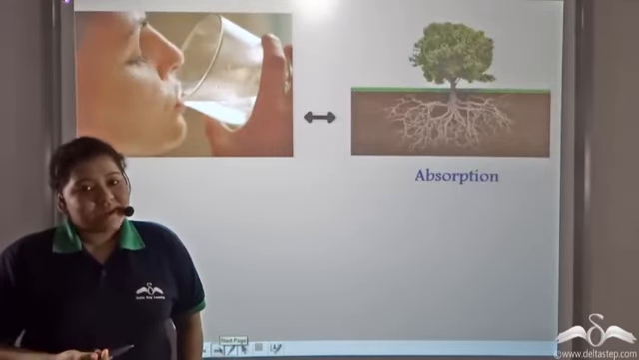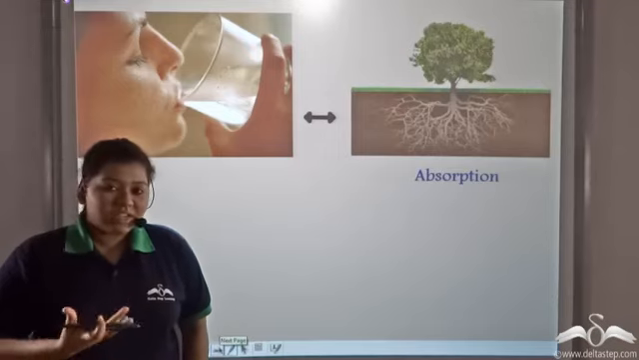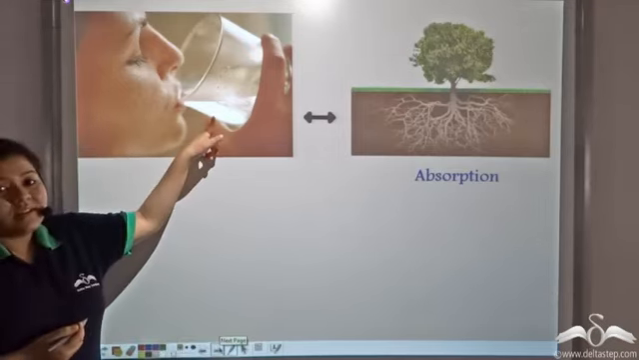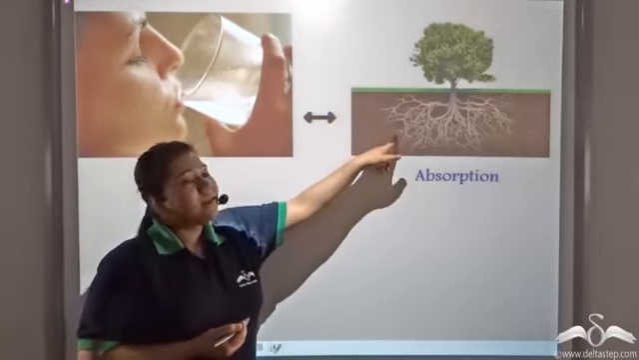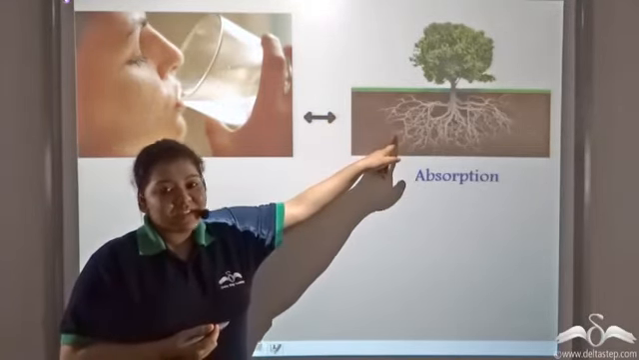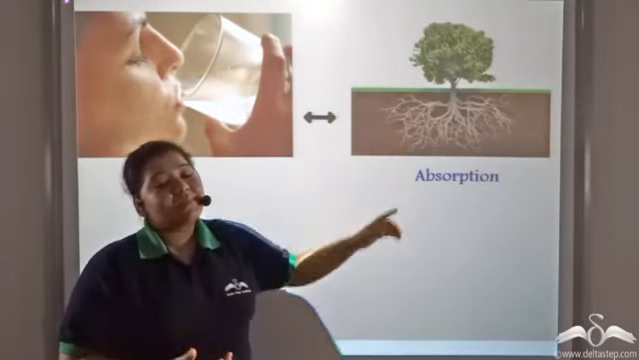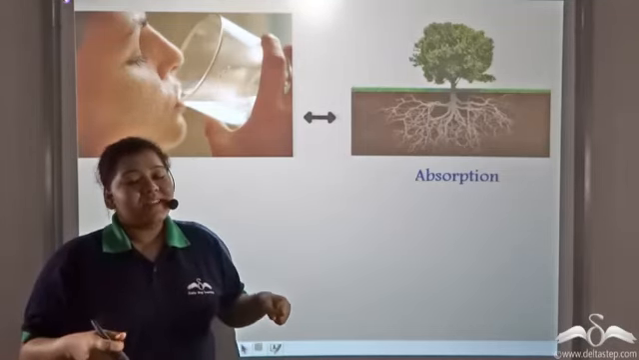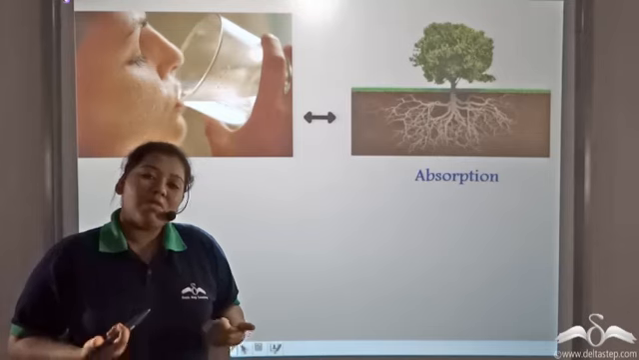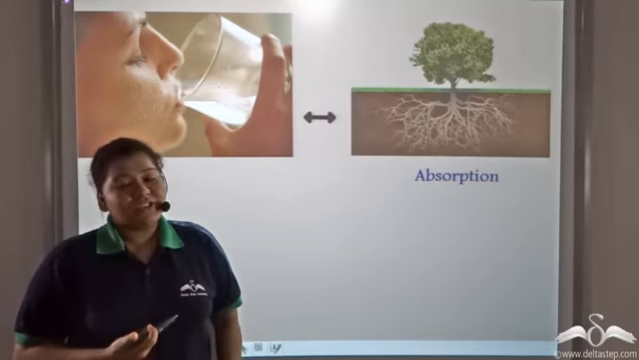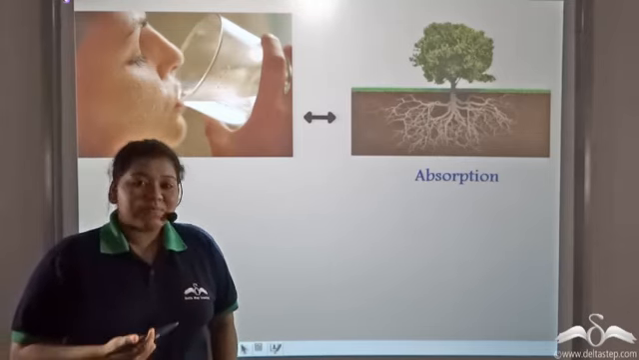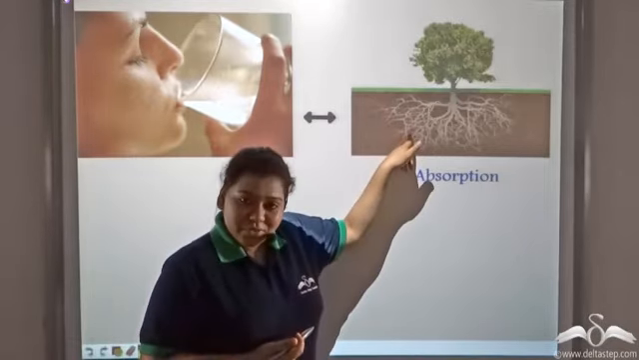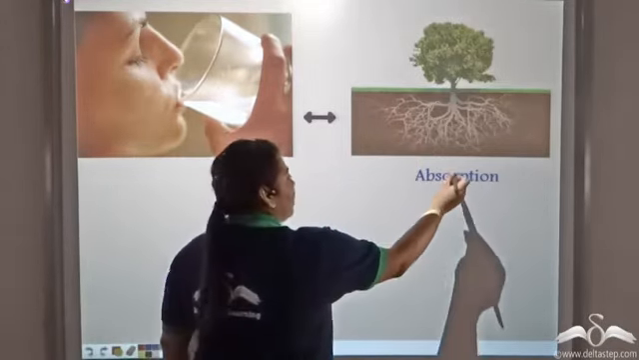Now, when we sweat, our throat becomes very dry and we feel the need to drink water. Similarly, when transpiration takes place in green plants, the green plants become dry, so they need to take up water from the soil to replenish the amount of water lost during transpiration. So this process of taking up water from the soil by the roots is known as absorption.